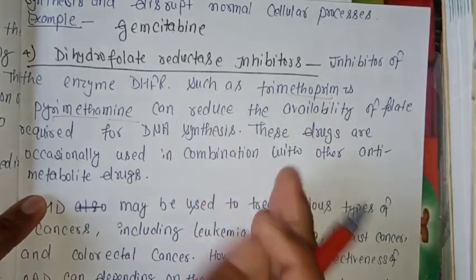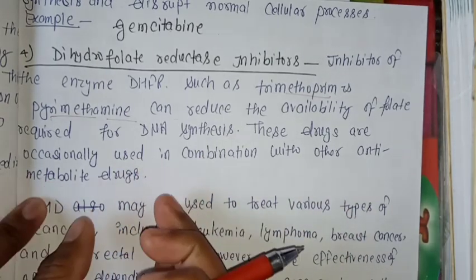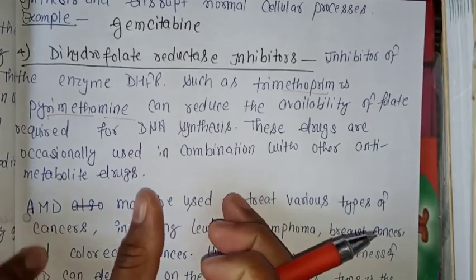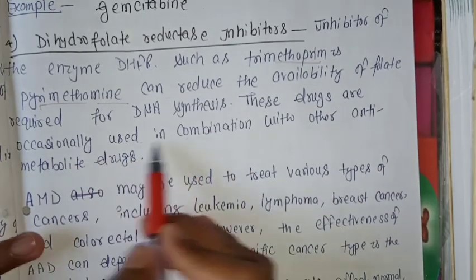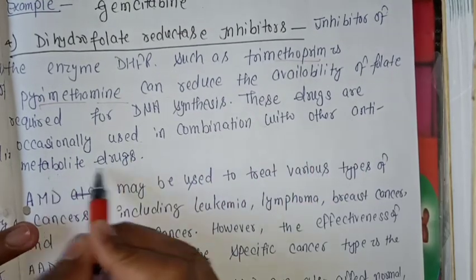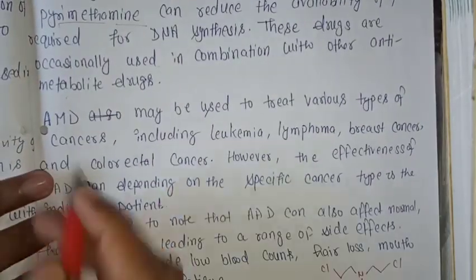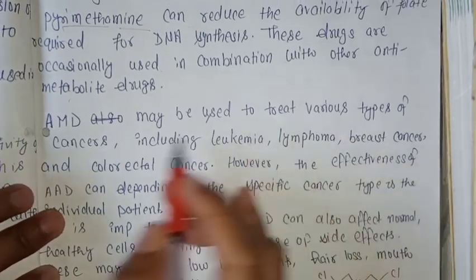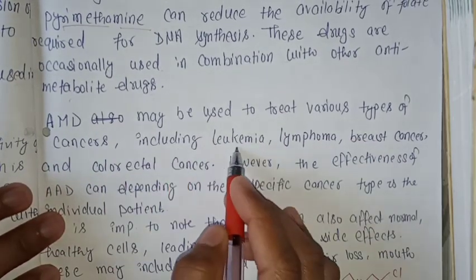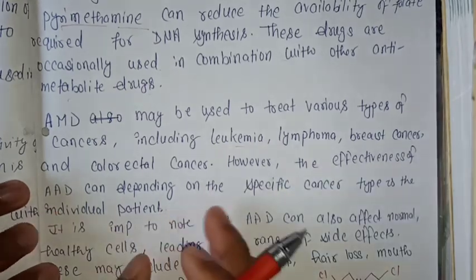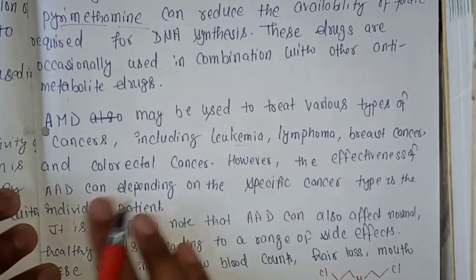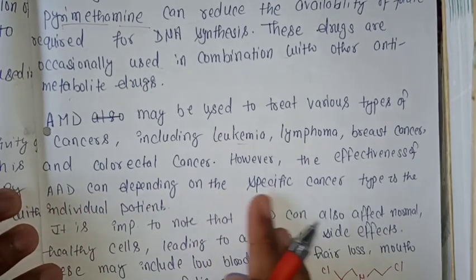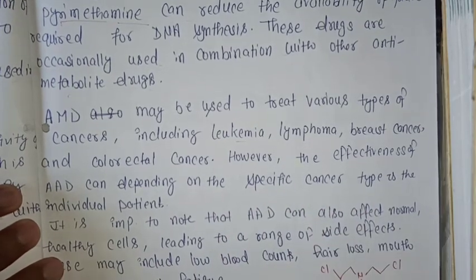can reduce the availability of folate required for DNA synthesis. These drugs are occasionally used in combination with other antimetabolite drugs. Antimetabolites may also be used to treat various types of cancer including leukemia, etc., breast cancer, okay. However, the effectiveness can depend on the specific cancer type and individual patient.